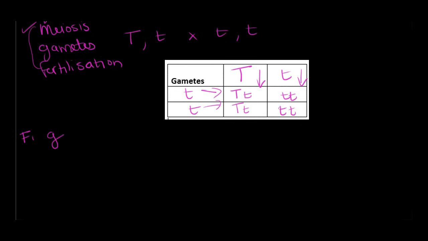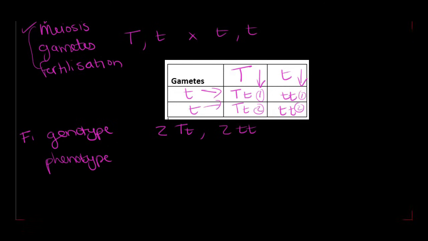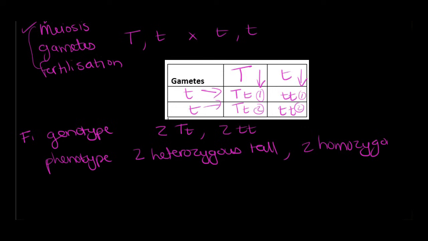F1 genotype. It's easier writing the genotype because it helps you pull everything out of these blocks so that you know what to write when you get your phenotype. In this case you can write 2 and 2. Why? Because there's 1, 2 of those, and there's 1, 2 of those. So the phenotype would then be 2 heterozygous tall and 2 homozygous short.